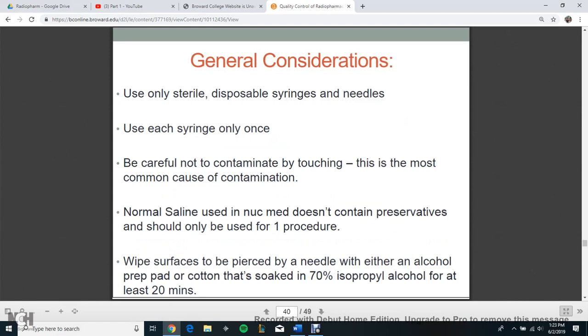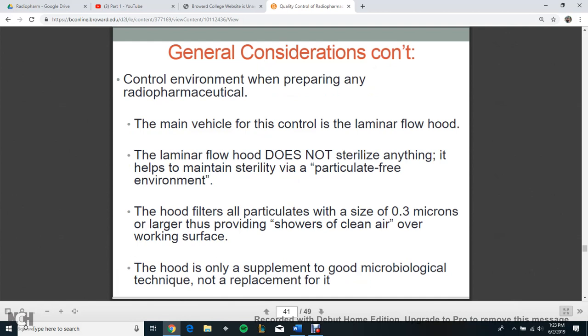General considerations. Use only sterile disposable syringes and needles. Use each syringe only once. Be careful not to contaminate by touching. This is the most common cause of contamination. Normal saline used in nuclear medicine doesn't contain preservatives and should only be used for one procedure. Wipe surfaces to be pierced by a needle with either an alcohol prep pad or cotton that's soaked in 70% isopropyl alcohol for at least 20 minutes.